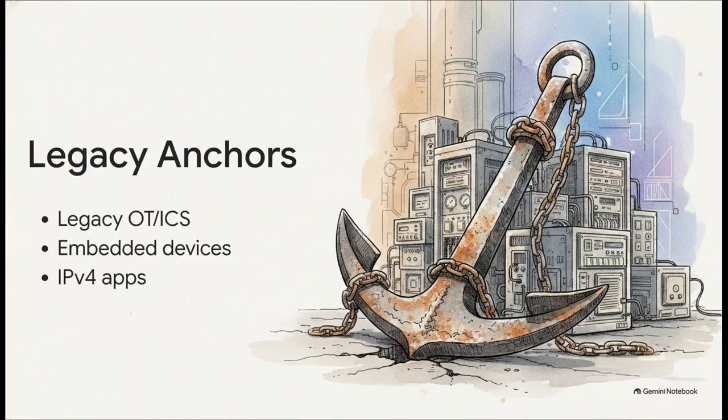Now you might be wondering, if IPv4 is exhausted and IPv6 is widely deployed, why not just flip the switch? Well, because a clean overnight cutover is architecturally impossible. Why? Legacy anchors. We're talking about legacy OT and ICS systems, embedded industrial devices, and critical enterprise applications built with hard-coded IPv4 assumptions. You can't just rapidly replatform those systems. They act like massive anchors tying us to the old protocol, forcing a highly complex coexistence period that's going to be measured in decades, not years. For the foreseeable future, you will be managing both protocols.